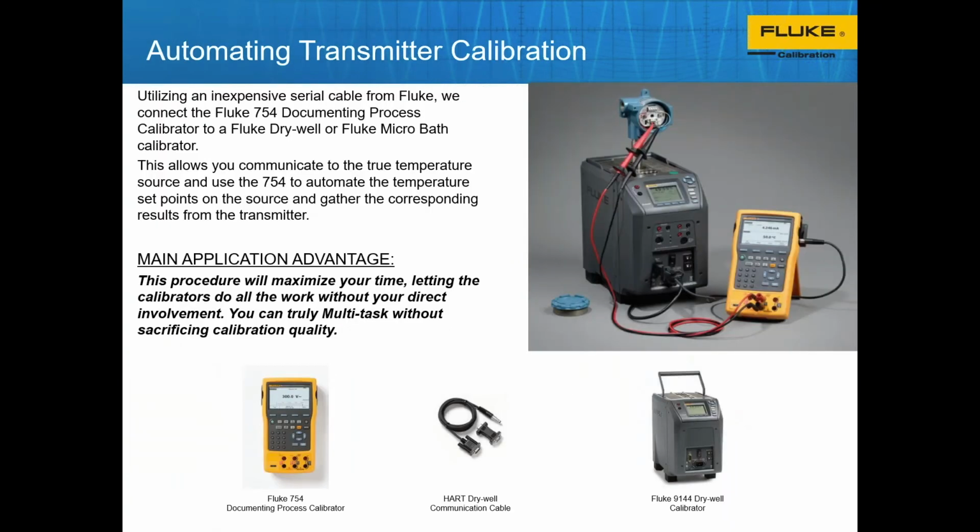Okay, let's take a moment and talk about automating the temperature calibrations. So one of the major advantages we have available to us is doing automation to do temperature calibrations. I mentioned earlier that it may take, let's say, 20 minutes to stabilize at a standard temperature, move it to the next temperature, another 20 minutes.